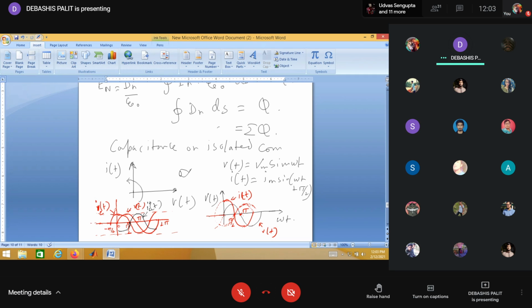Just like, in case of pure capacitance, this is your IC. So in case of pure inductance, that is IL(t), that is equal to Im into sine of omega t minus pi by 2.